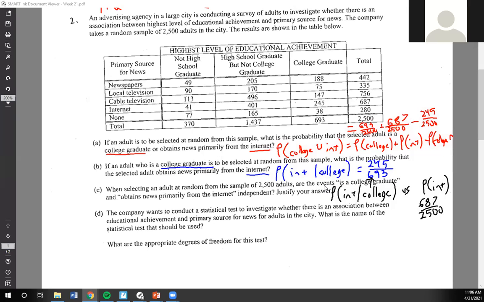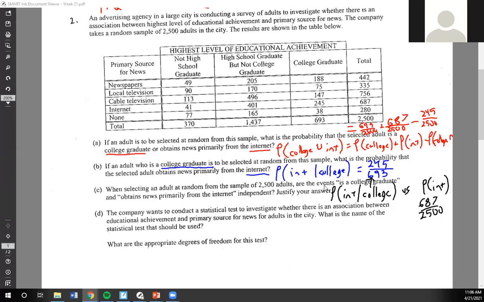You have to be careful with questions like these, because I didn't do any of this work. When it asks if two events are independent like this, they're asking for you to know specific properties with probability of independence.